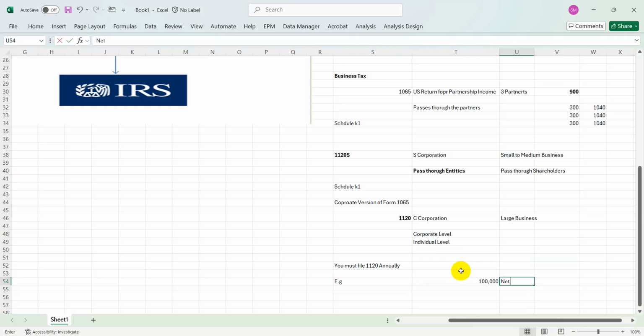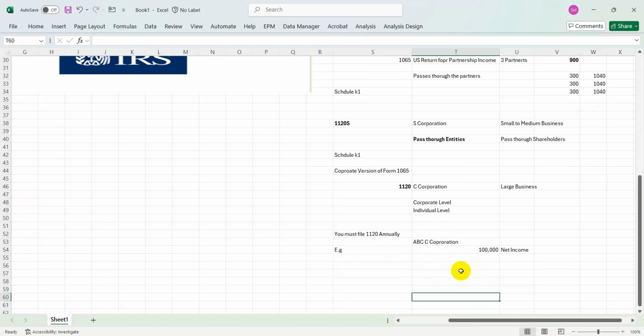Now this is net income. So what is meant by net income? Income after deductions, income after credits, income after expenses, each and everything has been deducted. And this is the net income that is going to be distributed to the partners. Now, since it's a C corporation, let me say this is ABC C corporation. Since this is a C corporation, it will be taxed at two levels.